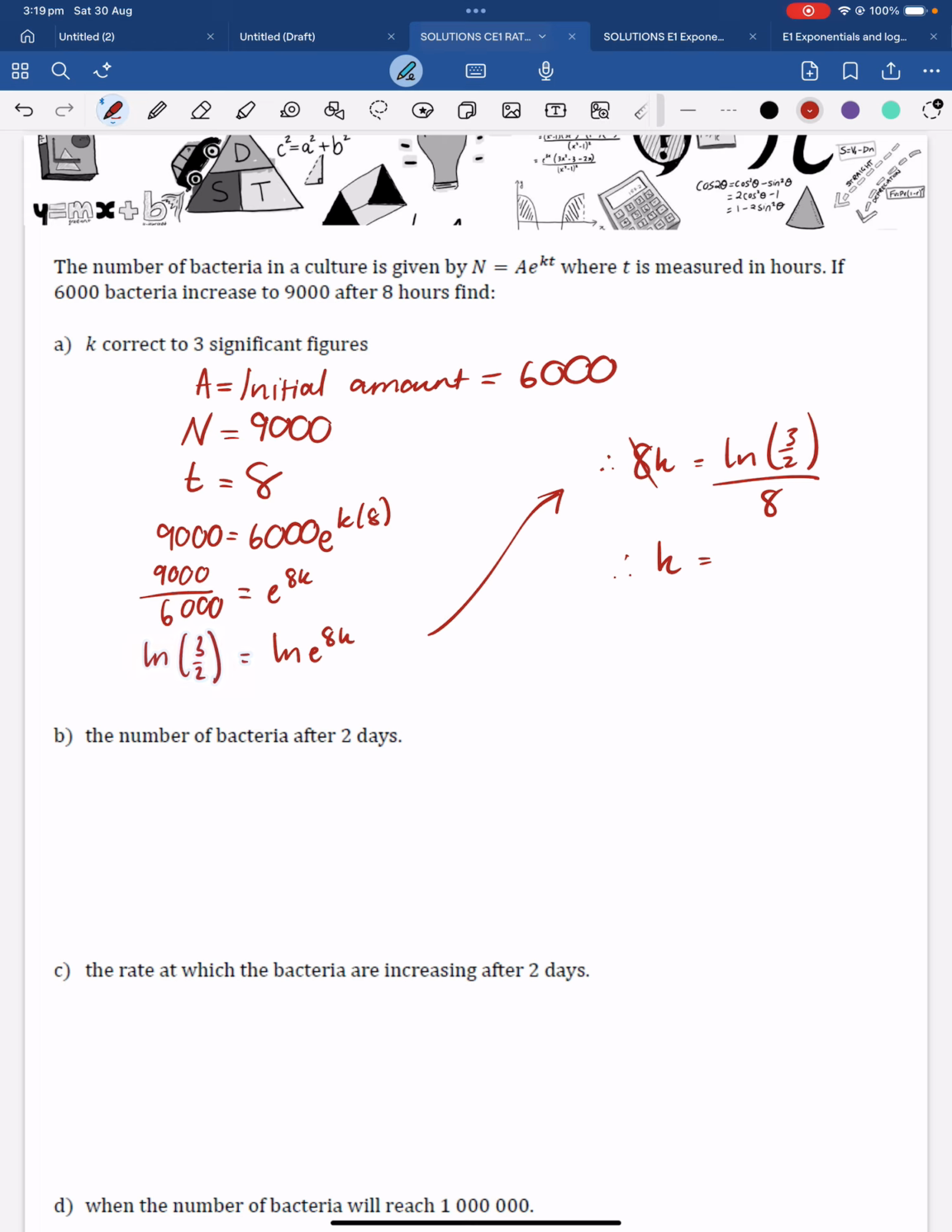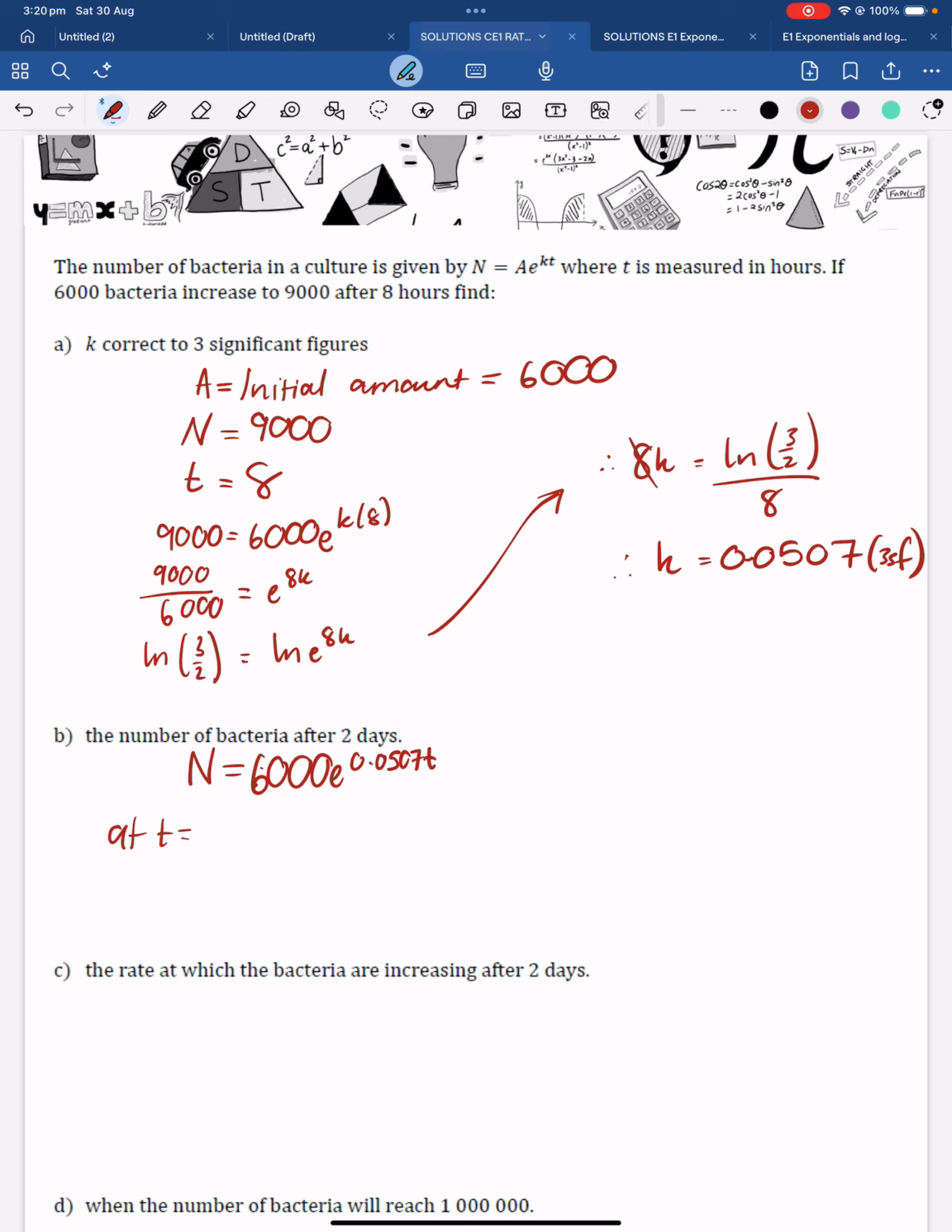And it wants 3 significant figures, so there we go. Okay, the number of bacteria after 2 days. So now we know that the formula can be N equals the initial amount, which was 6,000. We know our k value. And we want to know after 2 days, so at t equals 2.